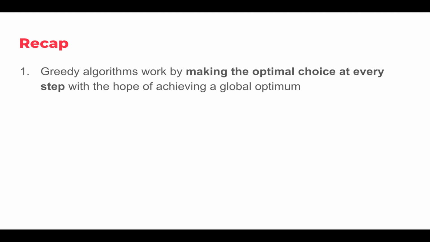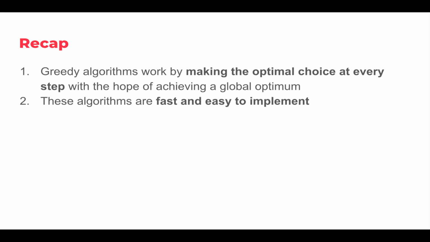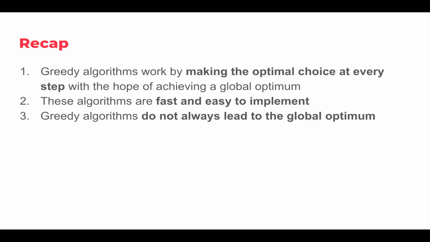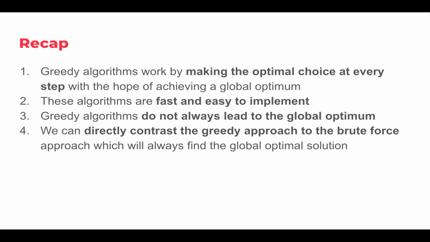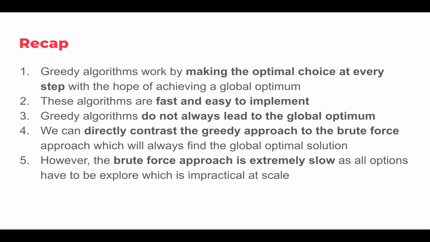So let's do a recap of what we've covered today. Greedy algorithms work by making the optimal choice at every step, with the hope of achieving a global optimum. These algorithms are extremely fast and easy to implement. However, they do not always lead to the global optimal solution. We can directly contrast the greedy approach to the brute force approach, which will always find the global optimal solution. However, we did note that the brute force approach is extremely slow. It's impractical at scale because we have to explore all possible options.